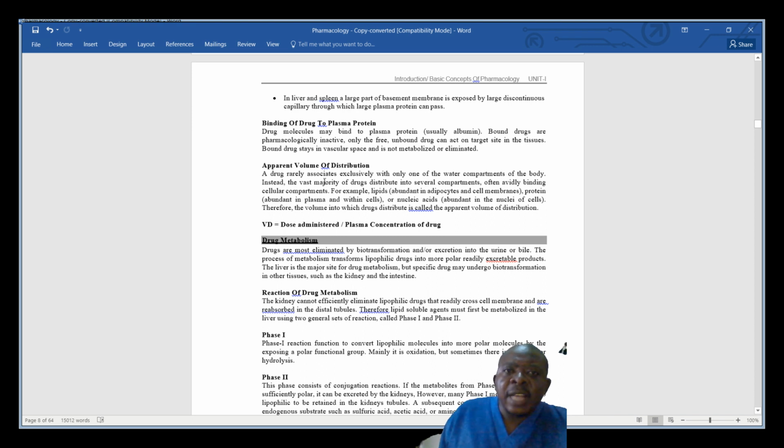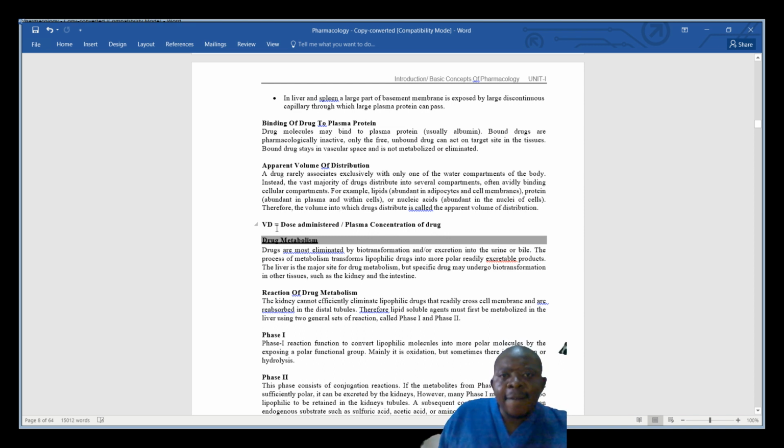A drug rarely associates exclusively with only one of the water compartments of the body. Instead, the vast majority of drugs distribute into several compartments, often avidly binding cellular compartments. For example, lipids are abundant in adipocytes and cell membranes. Protein is abundant in plasma and within cells. Or nucleic acid, which is abundant in the nuclei of the cell. Therefore, the volume into which drugs distribute is called the apparent volume of distribution.